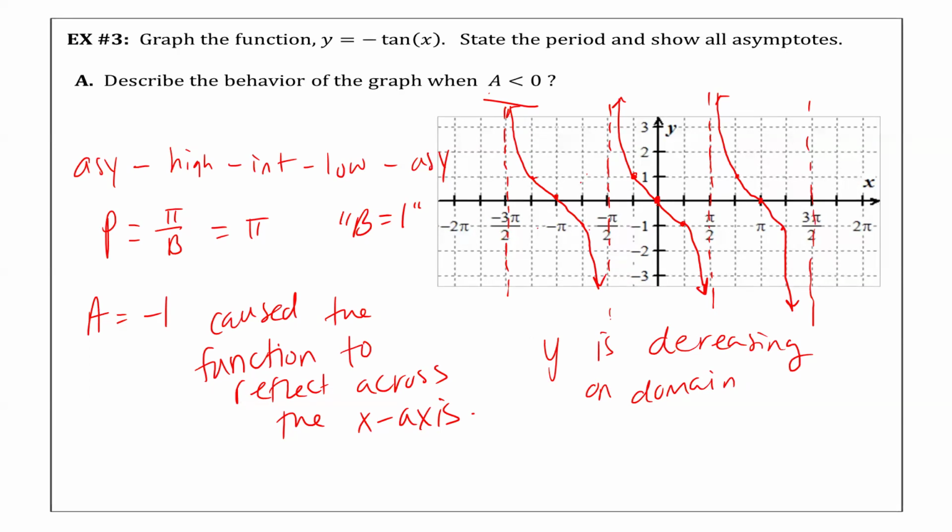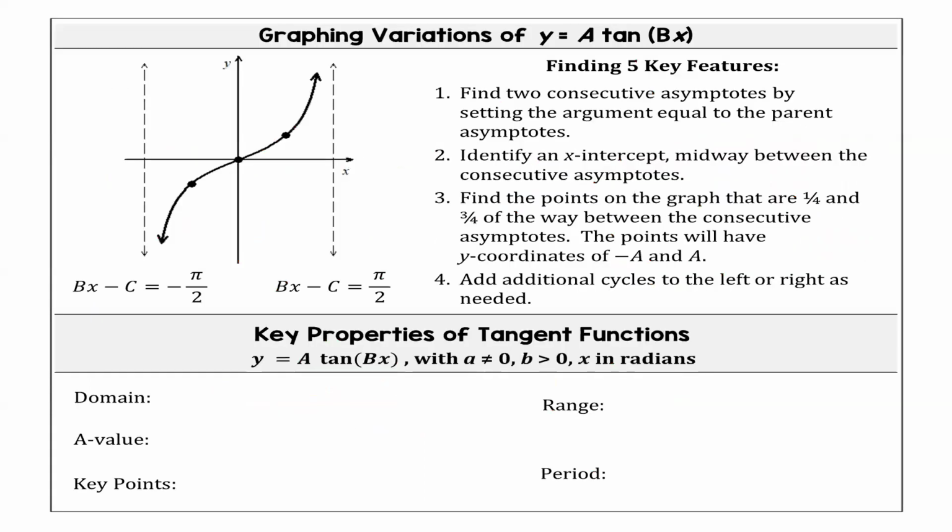Okay, now we're going to go to when A is not 1 and B is not 1. So what are you doing? First, you've got to find your 5 key points. The first thing you're going to do is find 2 consecutive asymptotes by setting their argument equal to the parent asymptotes. So basically, we take whatever the argument is, your bx minus c, and set it equal to negative pi over 2 and pi over 2, because that's telling us how this is shifting, okay? This needs to have parentheses around it.